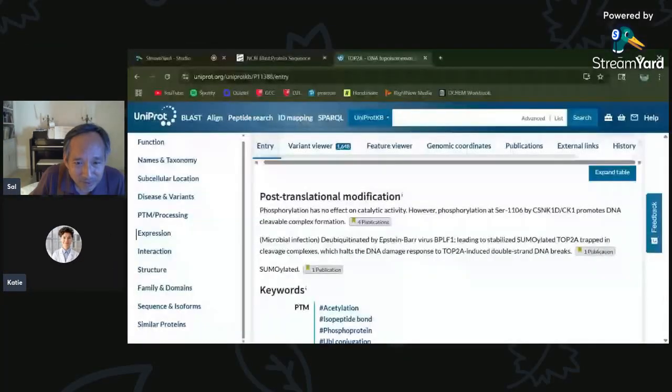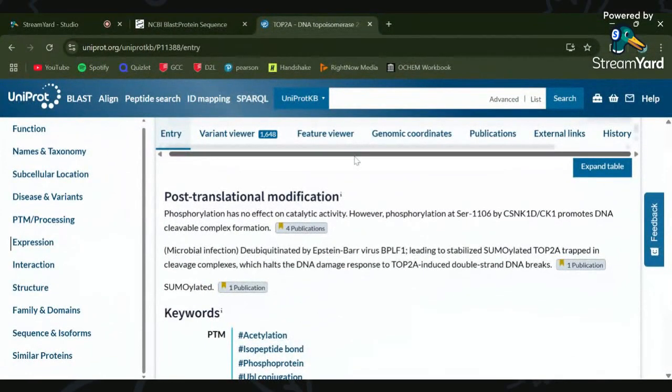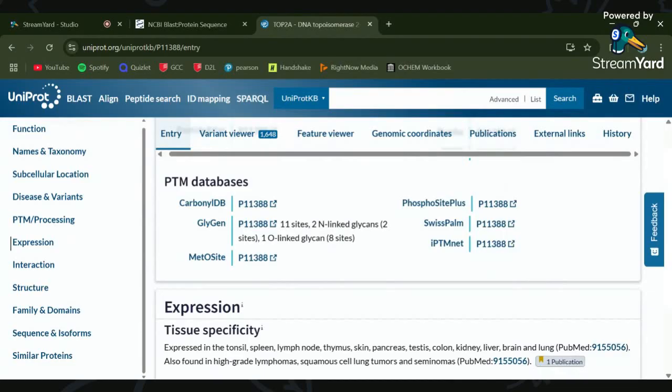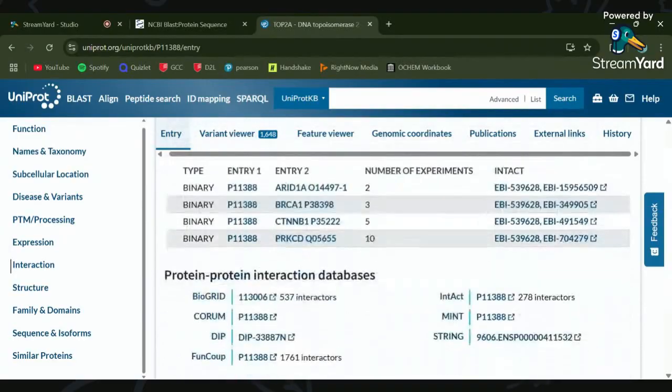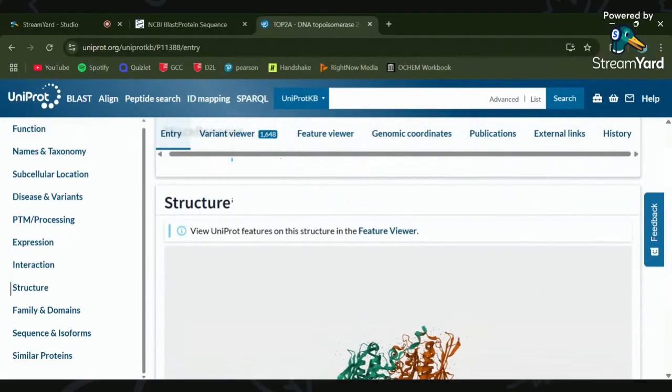It takes a while, I guess, for StreamYard to bring it back up. Can you see it now? Yes, fabulous. Okay, so let's just keep scrolling down. I'm sorry, I was just so moved when I saw that long list. I said, this is staggering. And this is just one of 20,000 proteins.